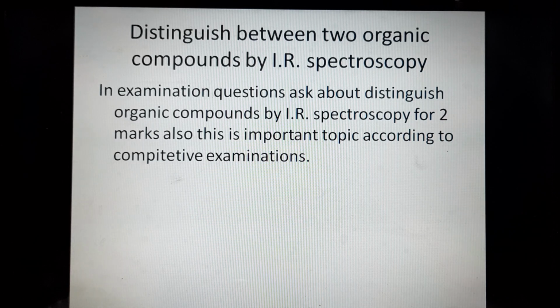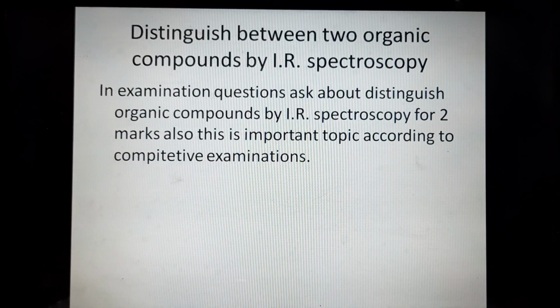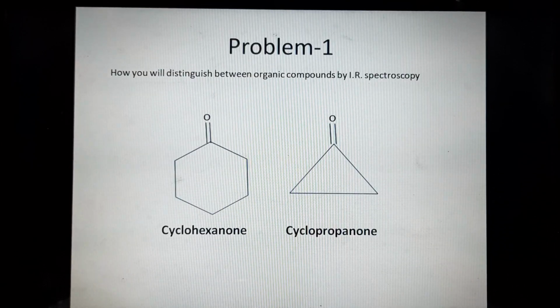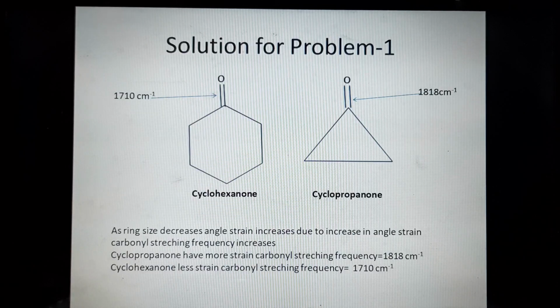So dear friends, now we are going to solve the first problem on spectroscopy. So here is the first problem. There are two compounds, cyclohexanone and cyclopropanone. How can these two compounds be distinguished by IR spectroscopy? So, the solution for this problem.